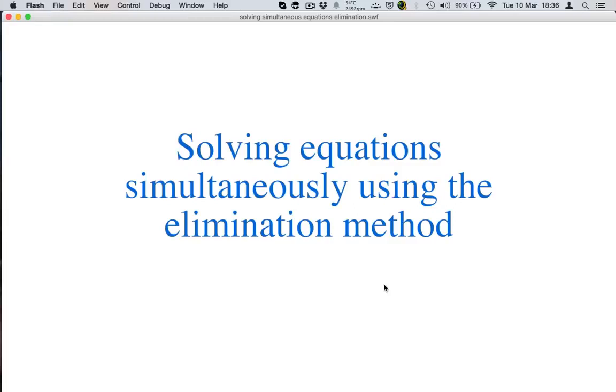Today, we're going to look at how to solve equations simultaneously using the elimination method. Now, let's grab an equation, your pen and pencil, and let's begin.